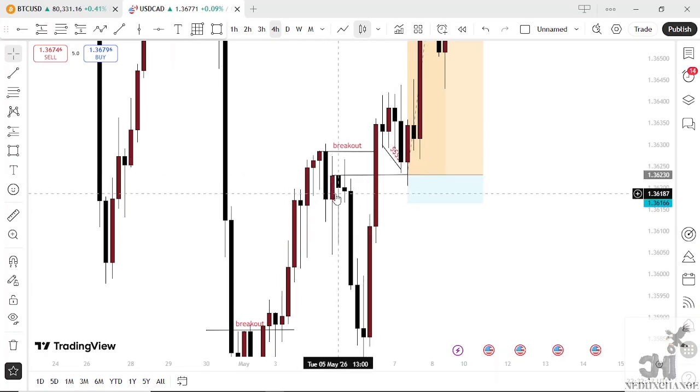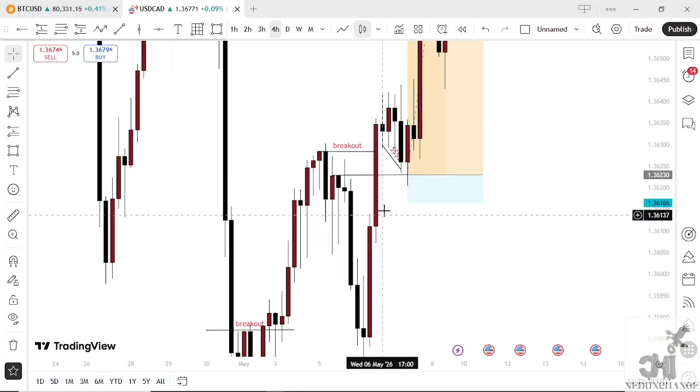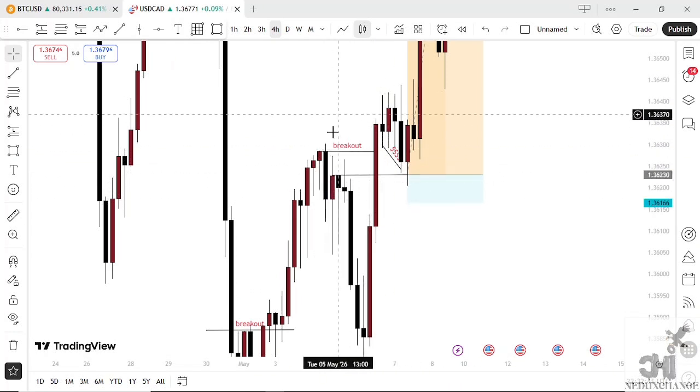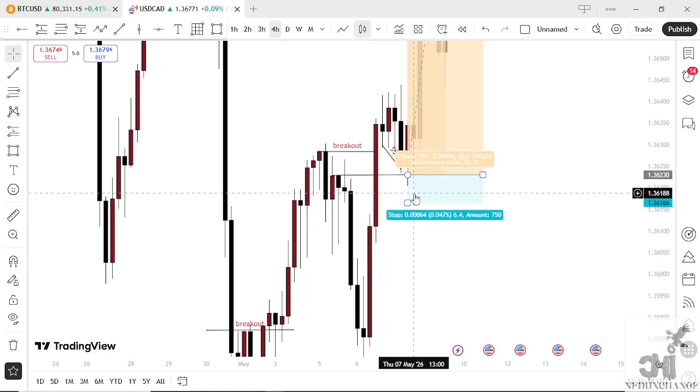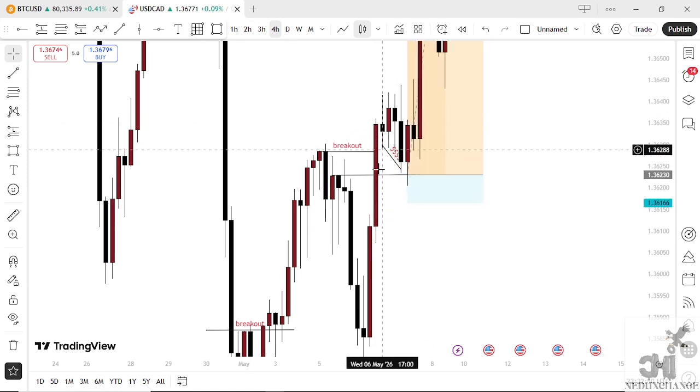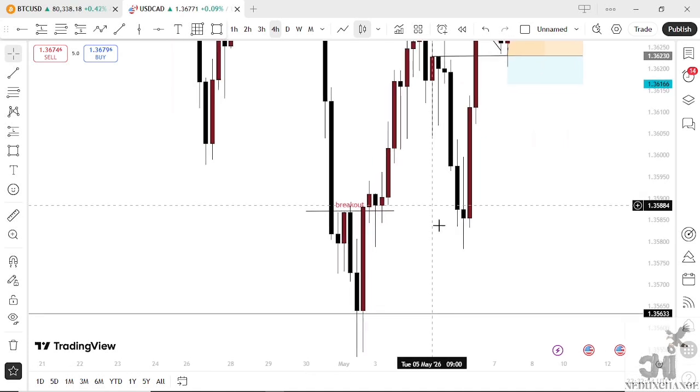This right here, A-shape key level that got disrespected. Placed my buy limit at the A-shape key level. Stop loss just below. Second trade done and dusted. Now back to the first entry.